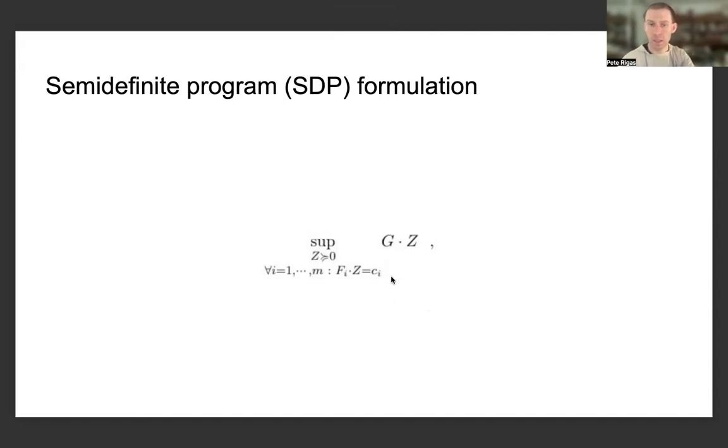Again, the objective that we're looking to take this constrained supremum over with the semi-definite program formulation is given by an inner product of the game matrix G with the primal feasible solution, which is given by Z. The constraints we're placing on the primal feasible solution through this SDP formulation are that Z is positive semi-definite with respect to the ordering of the semi-definite cone, as well as that for all i between 1 and m, f sub i times the primal feasible solution is identically equal to c sub i.